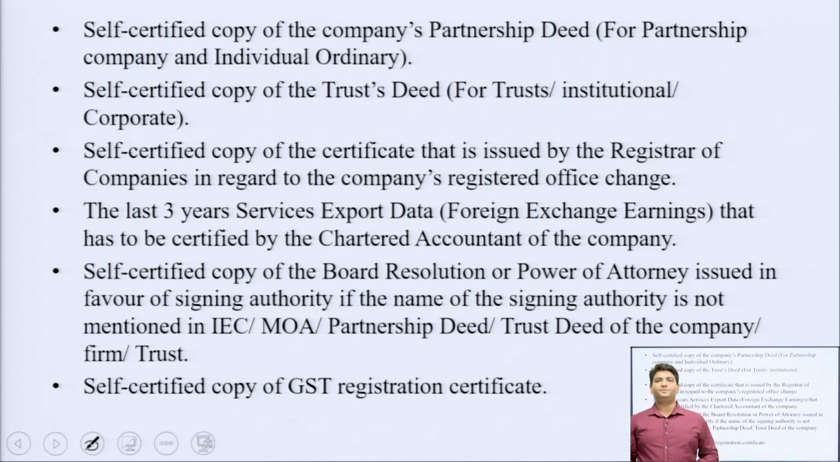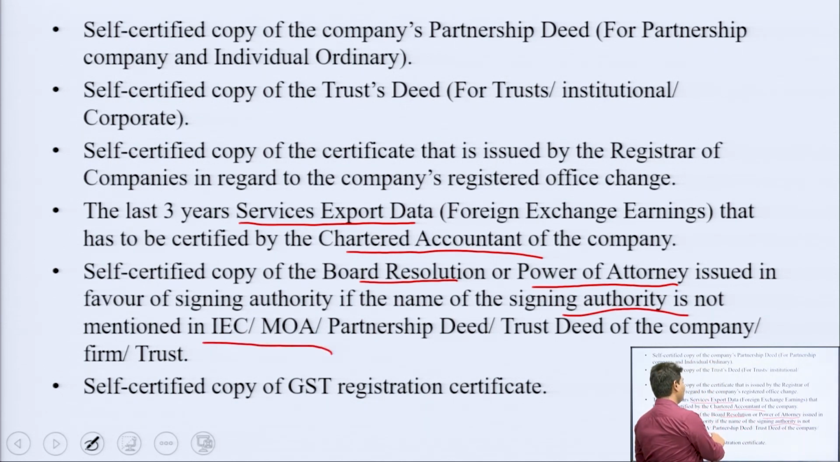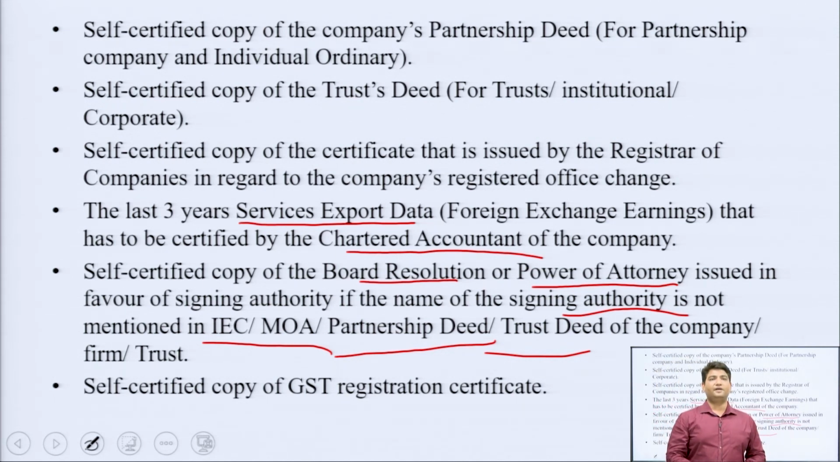self-certified copy of the company's partnership deed for partnership company and individual ordinary, self-certified copy of the trust deed, self-certified copy of the certificate that is issued by the Registrar of Companies in regard to the company's registered office change, the last 3 years services export data that has to be certified by the chartered accountant of the company, self-certified copy of the board resolution or power of attorney issued in favor of signing authority if the name of the signing authority is not mentioned in IEC, MOA or partnership deed, trust deed of the company, firm, trust, etc. Self-certified copy of GST registration certificate should be there.